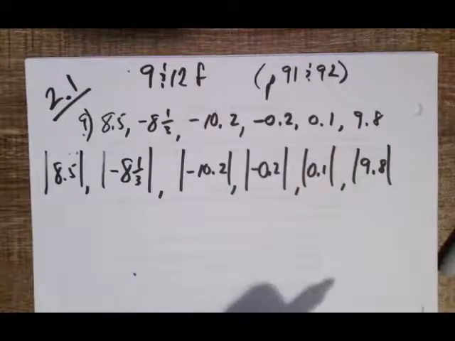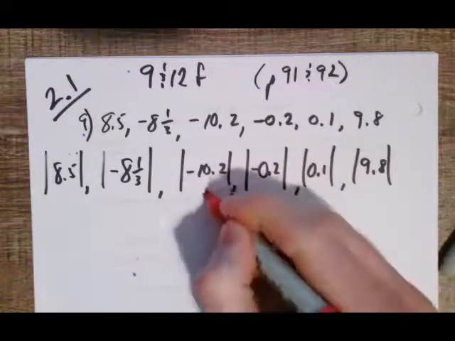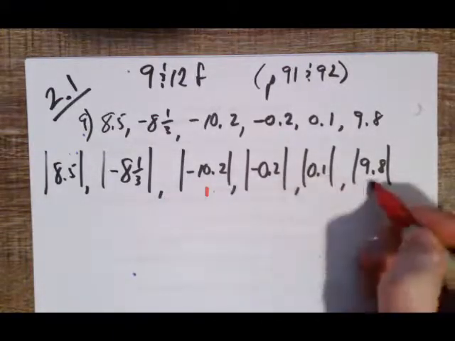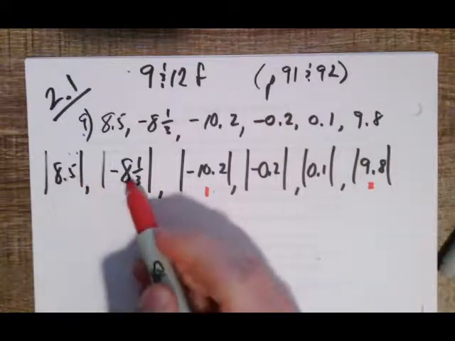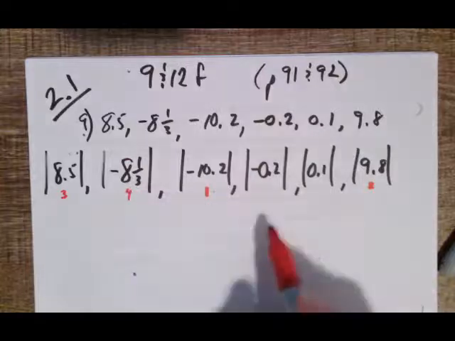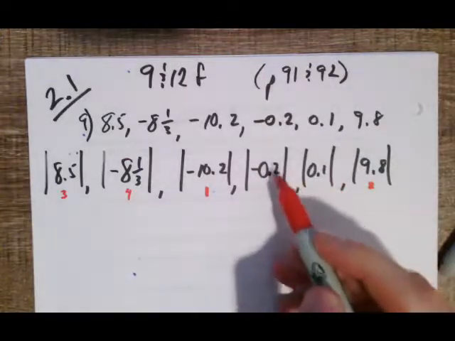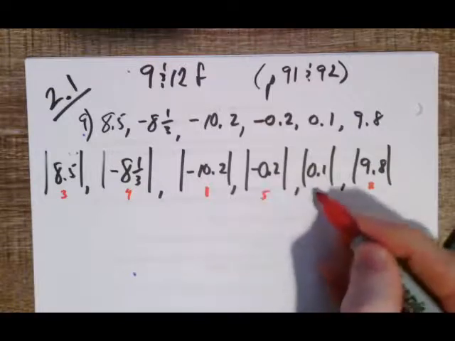Ignore the negative signs. So the biggest number is 10.2. What's next? Do we have a 9? Yeah, we got a 9. That's going to be my second. Third, 8s. There's 2 8s. Which one's bigger, 8.5 or 8.3 repeating? This one is. So this will be fourth. We've got 2 numbers left, 0.2 and 0.1. 0.2 is bigger than 0.1. Twice as big, in fact.